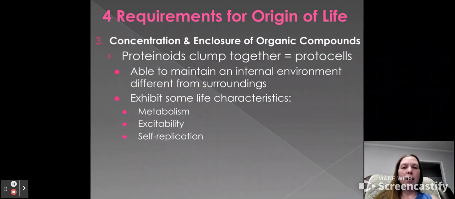The third requirement is concentration and enclosure of organic compounds. So the proteinoids would clump together to make protocells, which we just saw on the last slide. These were able to maintain an internal environment different from its surroundings. And they did exhibit some life characteristics that we have today, which are metabolism, excitability, and self-replication.